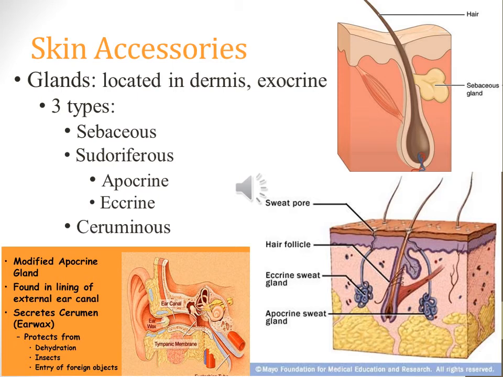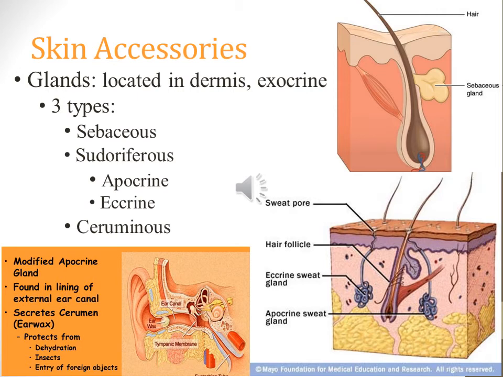We have our sudoriferous glands, which are regulated by the autonomic nervous system, which makes them involuntary. These are sweat glands. We use them for waste elimination and evaporative cooling. We have 2.5 million of them, believe it or not.